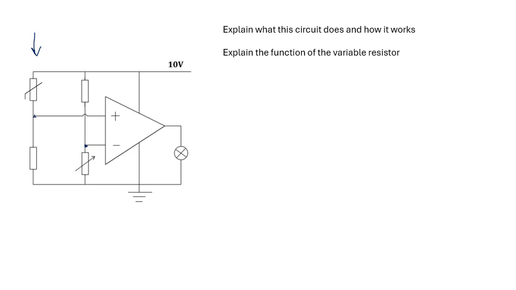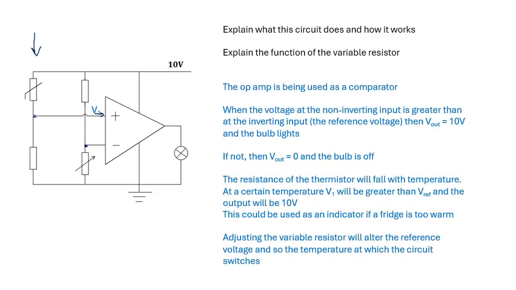And so if we adjust the value of the reference voltage, we can have it so that when it's hot, this voltage here goes above the reference voltage, and maybe it turns the bulb on. Yeah, the op-amp is being used as a comparator. When the voltage at the non-inverting input is greater than the inverting input, which is the reference voltage, then V out is 10 volts and the bulb lights. If not, then V out is 0 in this case, because my power supply is connected to earth. Then it's 0 and the bulb is off.